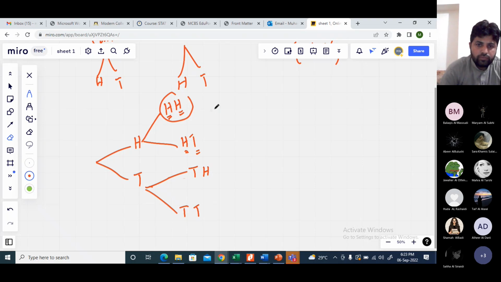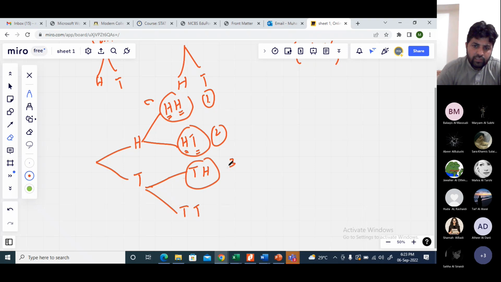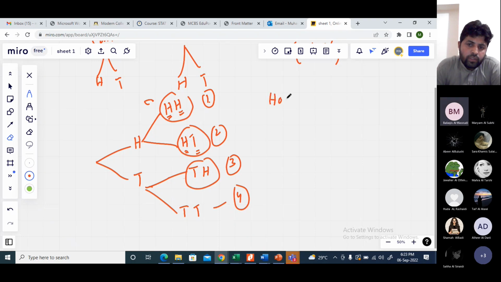So this is the first experimental outcome, 1, 2, 3, and 4. How many experimental outcomes are there? 4. So it means that when there are multiple coins involved, the experimental outcomes, or you can say the sample space, will increase.